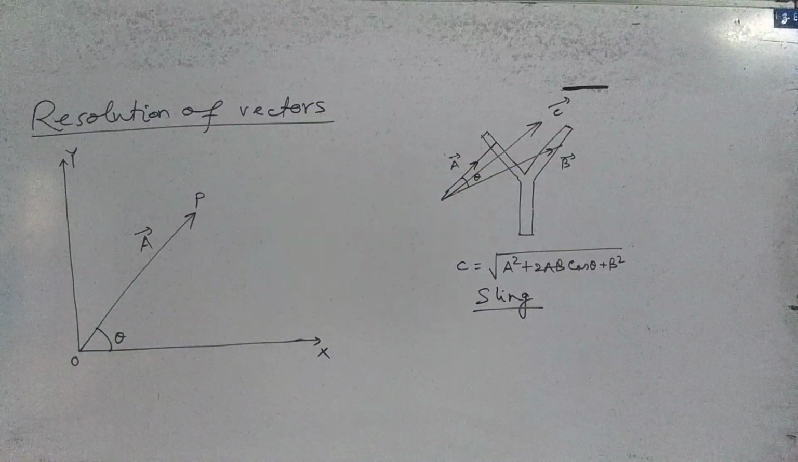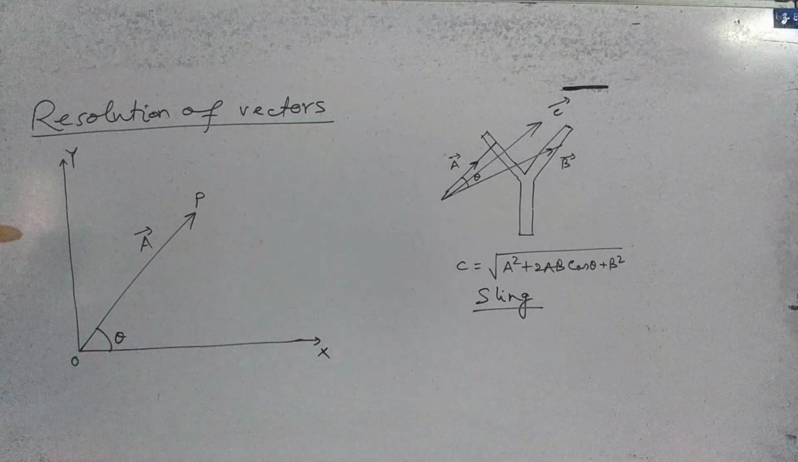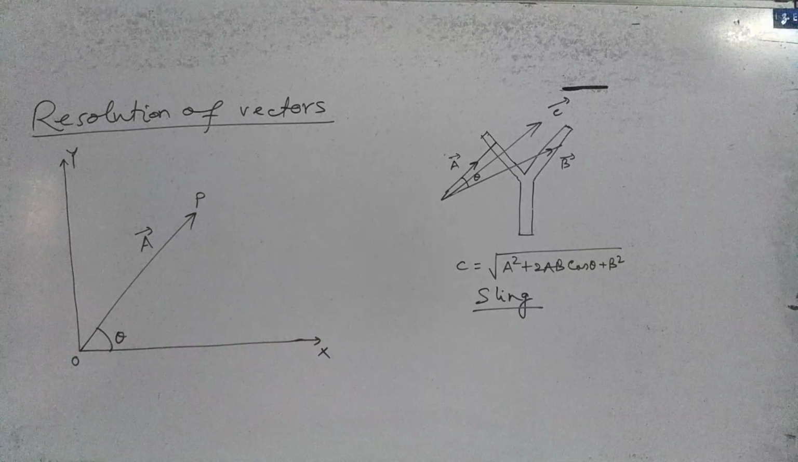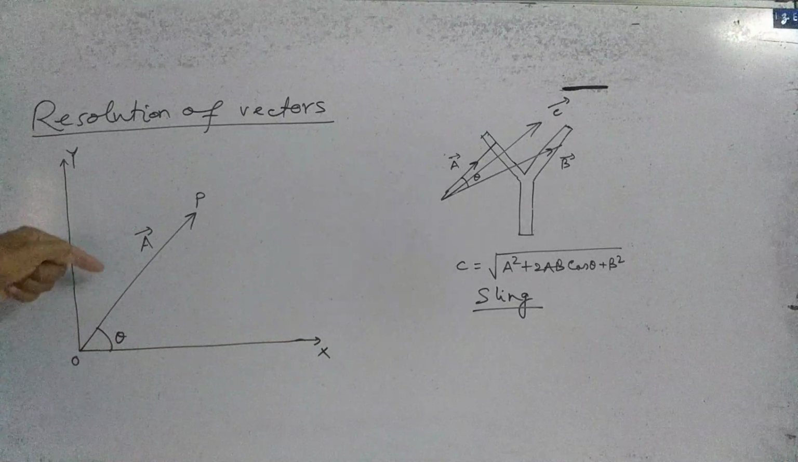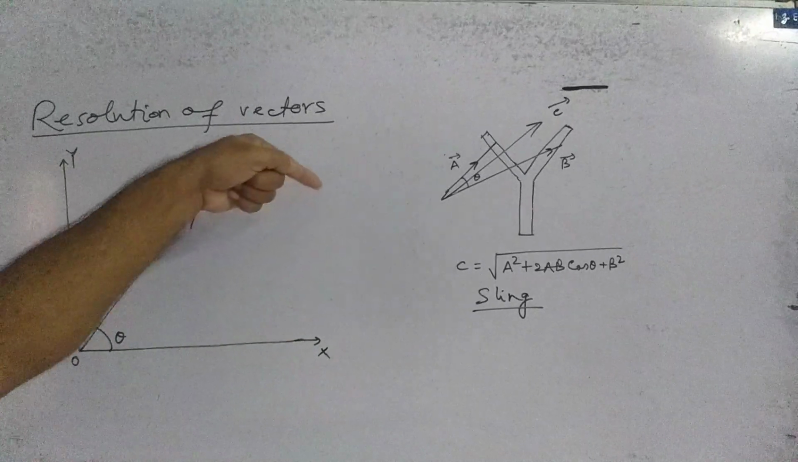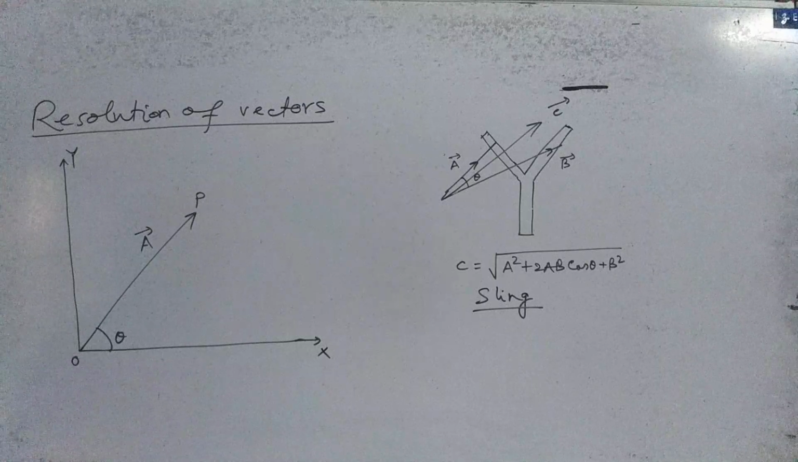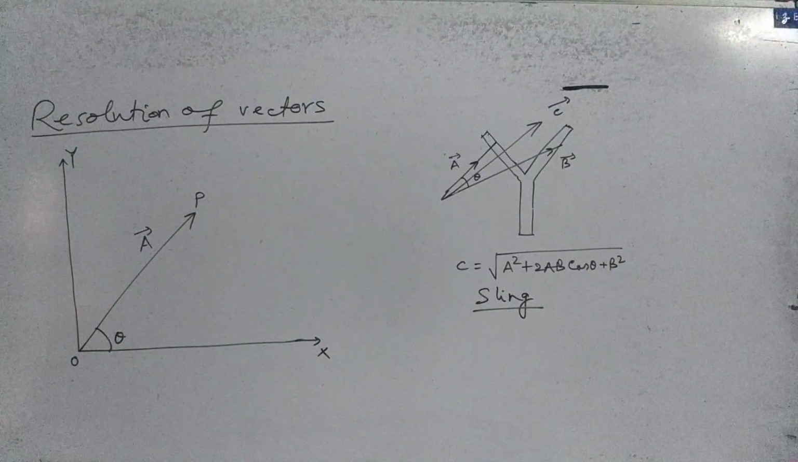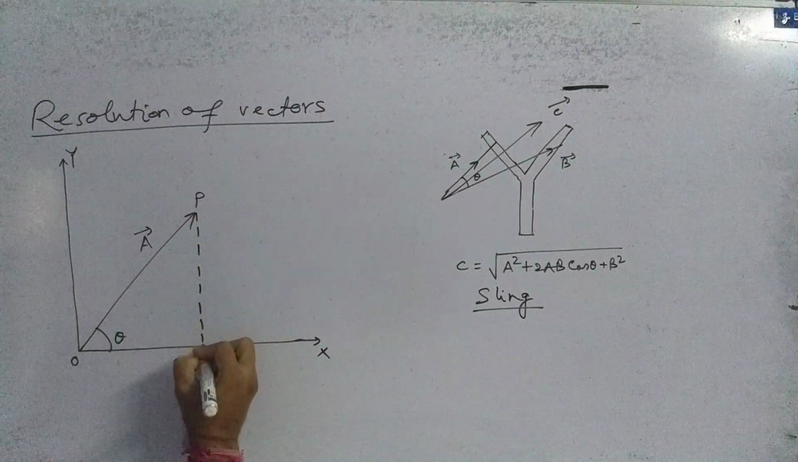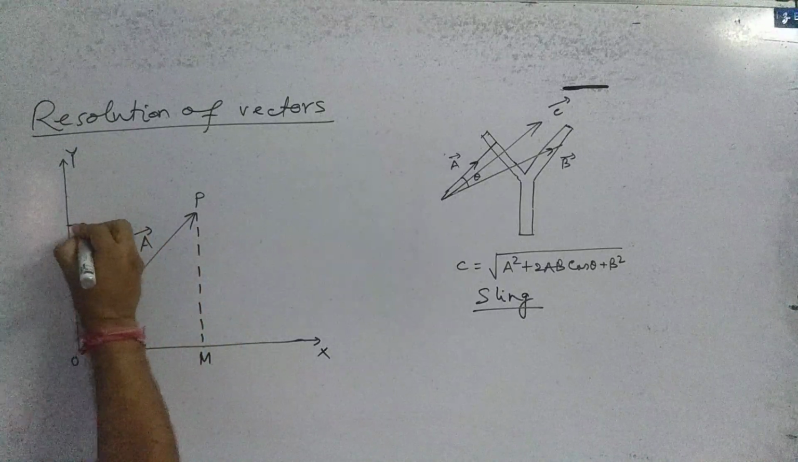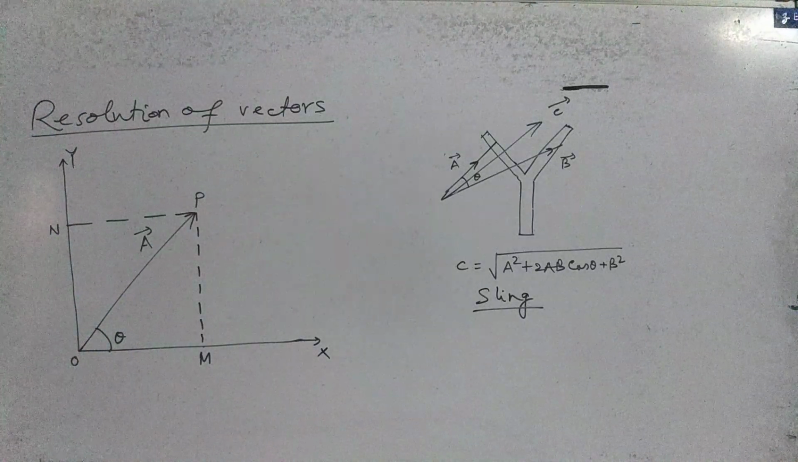A very important topic it is. We are discussing the resolution of vectors. Let us say this is an xy plane in two dimensions. There is a vector, A vector, specified in this plane by magnitude and direction. It is shown by this line OP. What is resolution? From the tip of this vector, I drop perpendiculars. M is the foot of one perpendicular and N is the foot of the other. M and N are feet of perpendiculars.